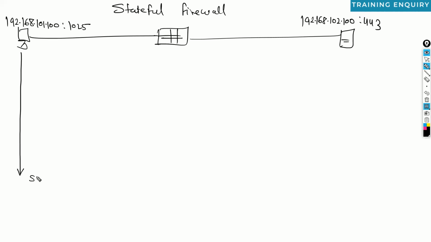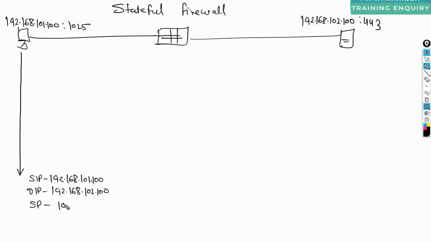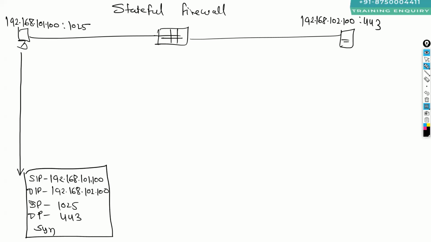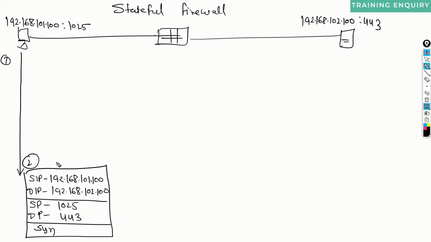First of all, PC will generate a packet. Then packet structure will be like this: source IP address 192.168.101.100, destination IP 192.168.102.100, source port 1025, destination port 443. And if it is the first request, then definitely a TCP SYN request will be generated here. Such kind of packet will be generated by PC. This packet will go to firewall.